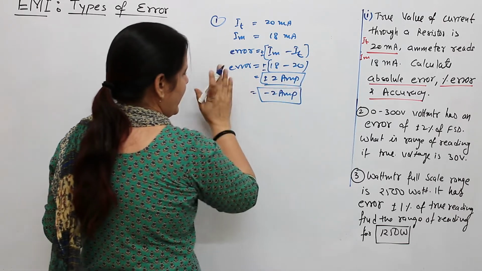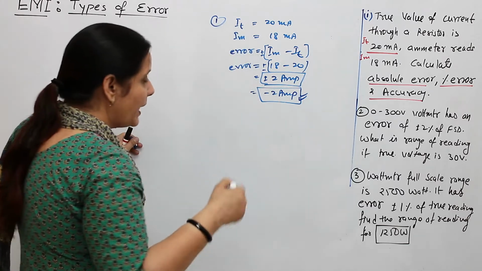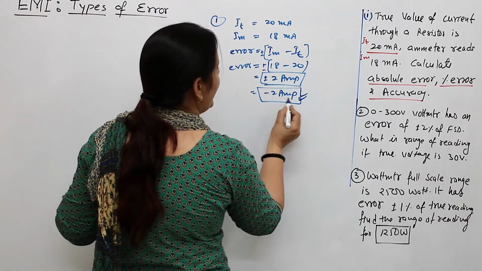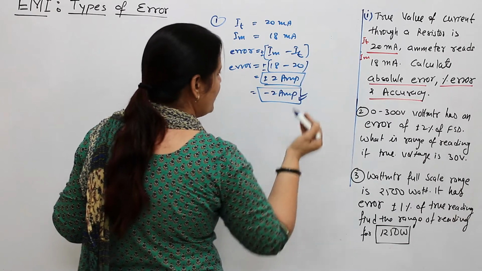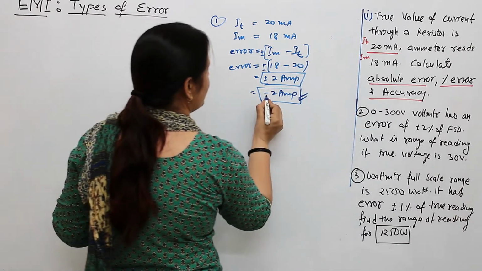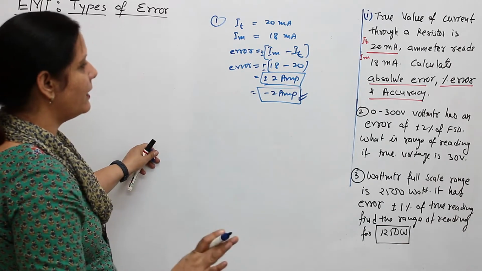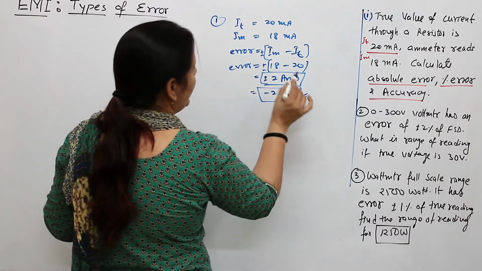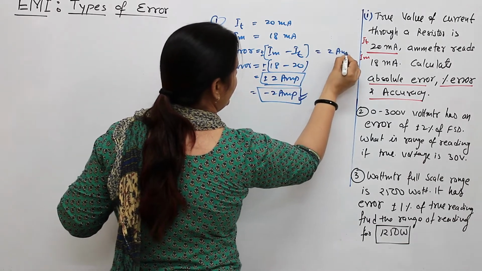If error is mentioned with the sign, you can find this out, and it may be mentioned in the language also: error is 2 ampere lower than the true reading. If the measured value is lower than the actual value, you can mention the error in minus also. So there are multiple possibilities to mention the objective statements. Read them carefully, and you can have an absolute error of 2 ampere.